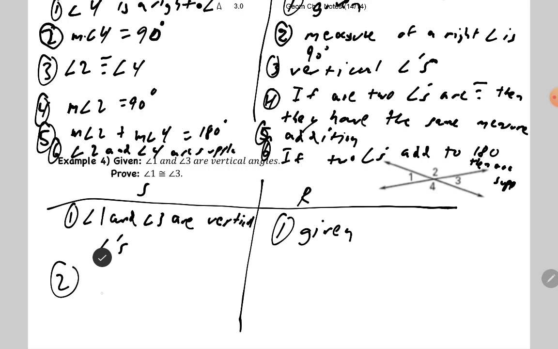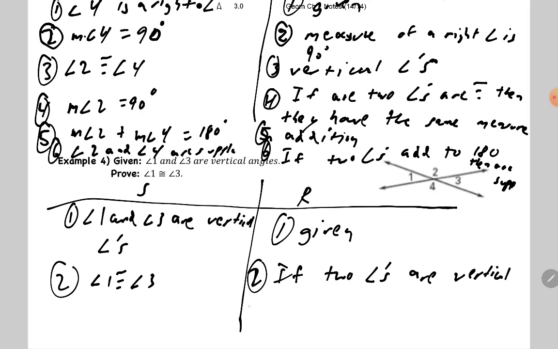2. Angle 1 is congruent to angle 3. If two angles are vertical, then they are congruent. That was an easy one.